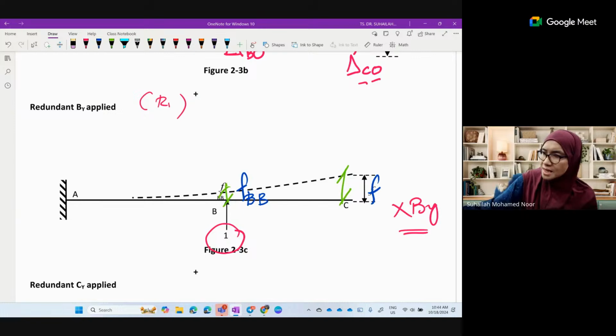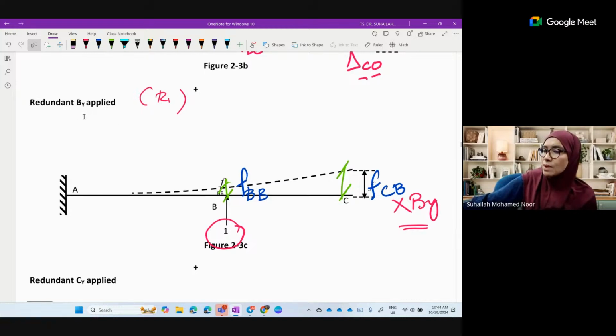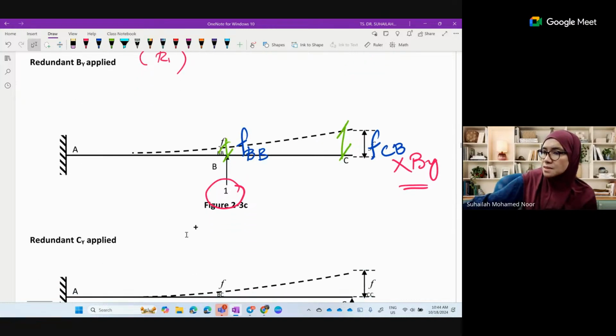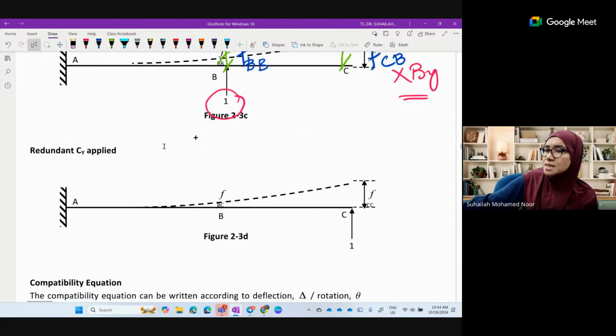Okay, at C, F at position C for redundant BY applied. FCB. Okay, this is for redundant BY applied. Next, plus redundant CY applied.